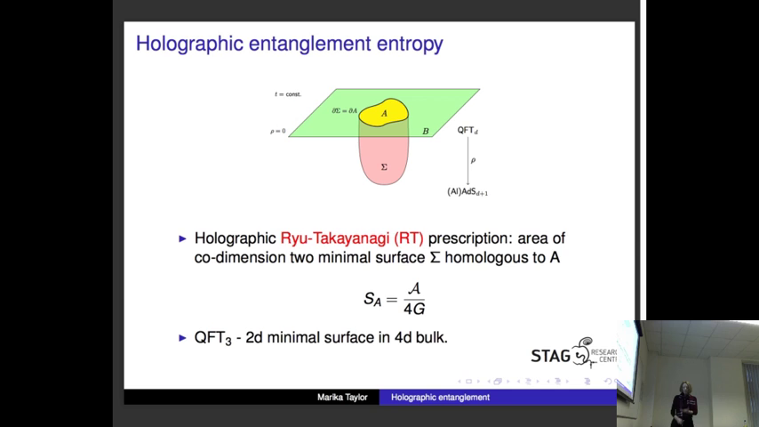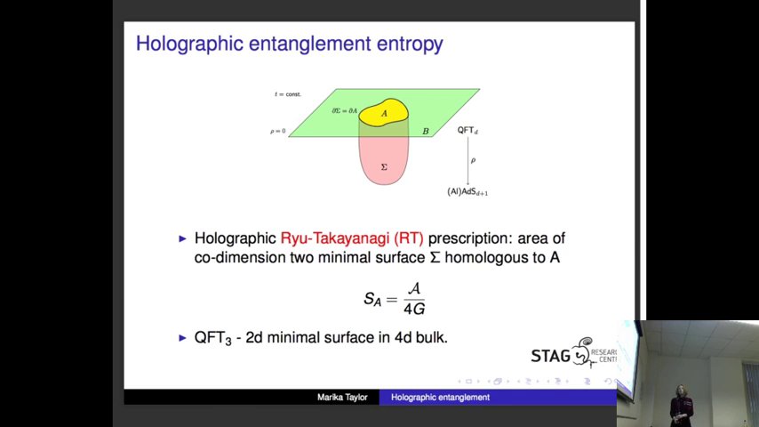Now, I decide that I want to calculate the entanglement entropy in that quantum field theory. So again, to set up my definition, I split my spatial region into two. I call this A, I call this B. Trace out degrees of freedom in B.